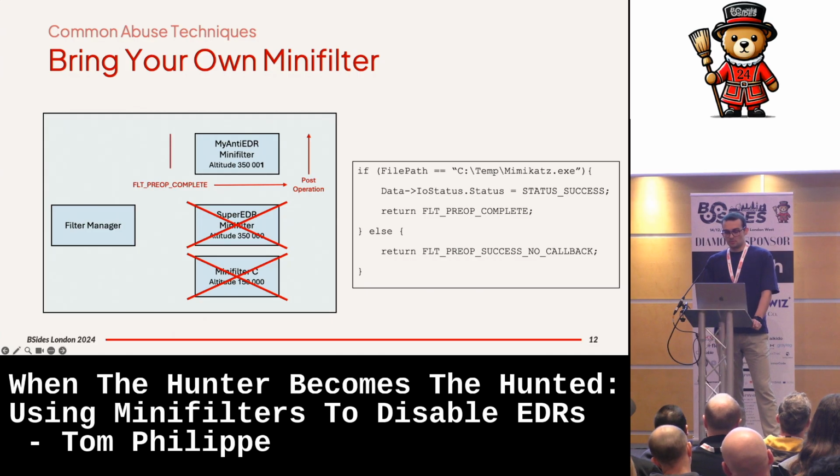You might have already noticed, though, you need two things for this to work. First, you need to register your own minifilter, and we'll see later on there's plenty of prevention and detection opportunities for this. And you also need your minifilter to be high enough in the chain. It needs to be higher than the EDR's own minifilter. So we need a high altitude here, which is also sort of a red flag.